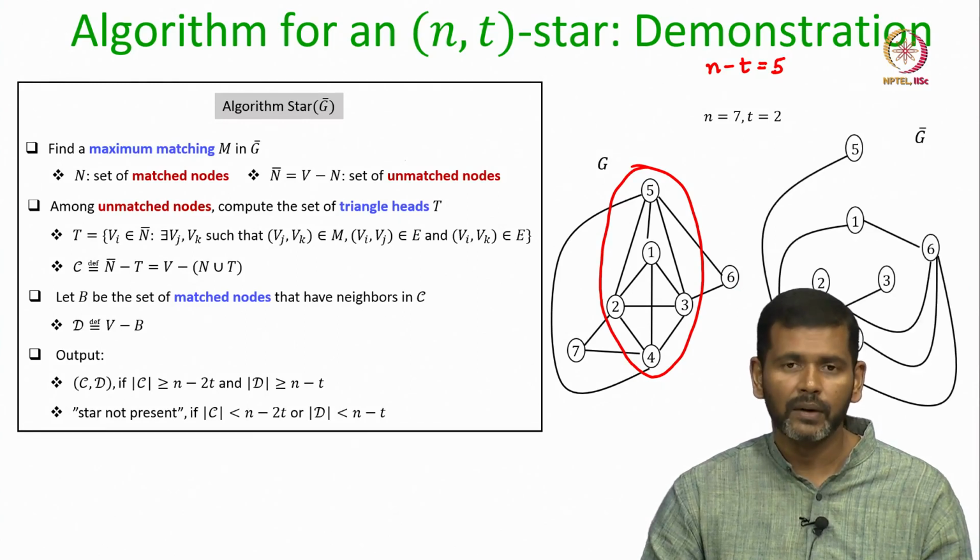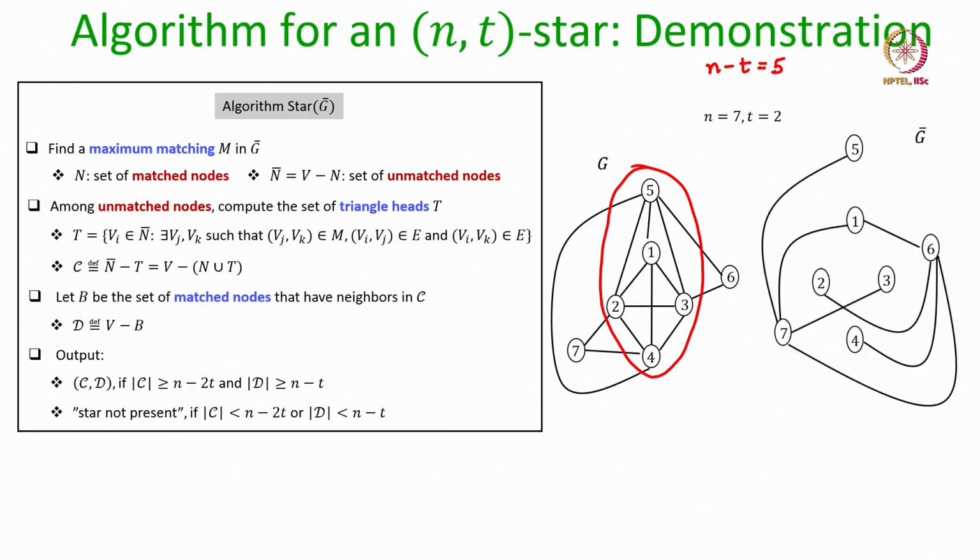So, now let us see how this algorithm star G complement will work on this graph. The G complement graph will be the graph on your right hand side. You can see there is no edge involving the nodes 1, 2, 3, 4, 5, because all those edges were present in graph G. That is why they will be now absent in G complement. And there was no edge between 4 and 6 in the graph G, that is why there is an edge between 4 and 6, and so on.